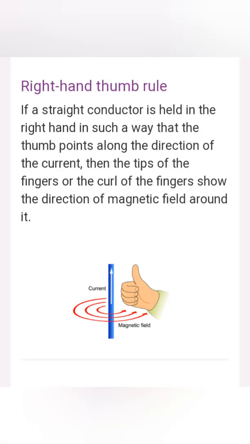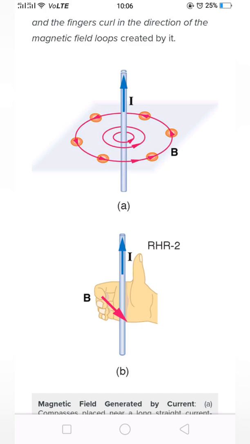According to the right hand thumb rule, if a straight line conductor is held in a right hand in such a way that the direction of current is in the upward direction and the thumb is also pointing in the upward direction, then the fingers encircling the wire will give the direction of the magnetic field around it. You can see it in the diagram. The thumb points in the upward direction and the fingers encircle in the anti-clockwise direction.